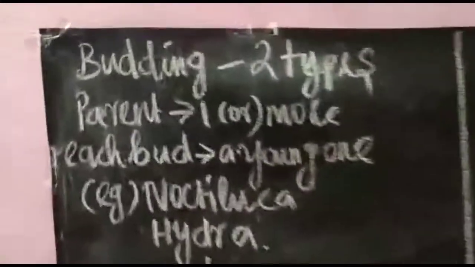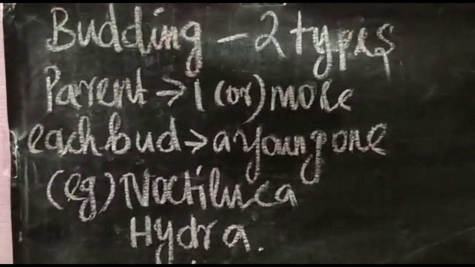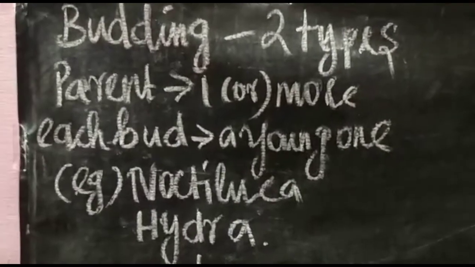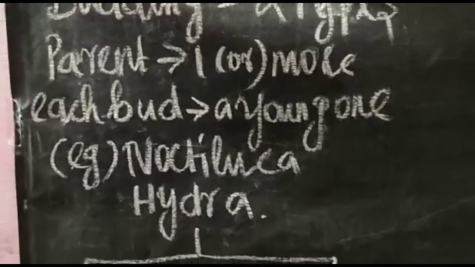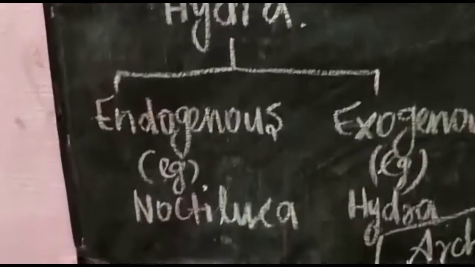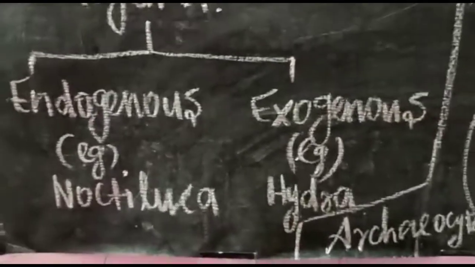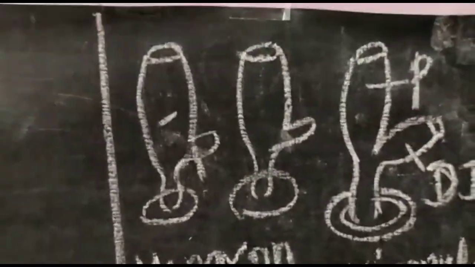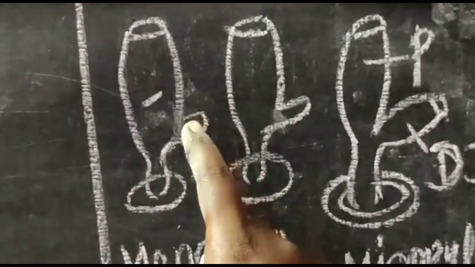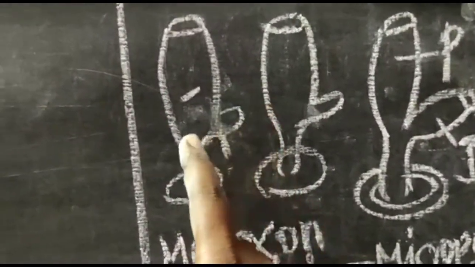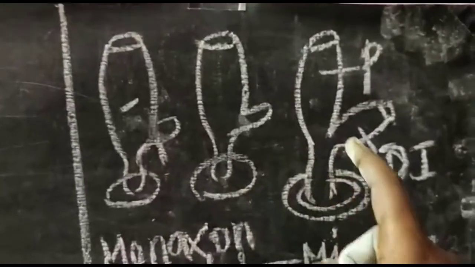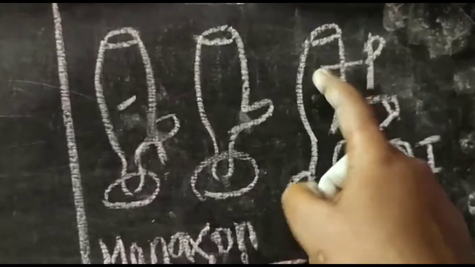To summarize, first is budding. Budding is where the parent body produces one or more buds, and each bud grows into a young one. The types are endogenous and exogenous, with examples Noctiluca and Hydra. Buds form when the ectoderm surface increases in size and small elevations form. When fully grown, the buds separate from the parent body.